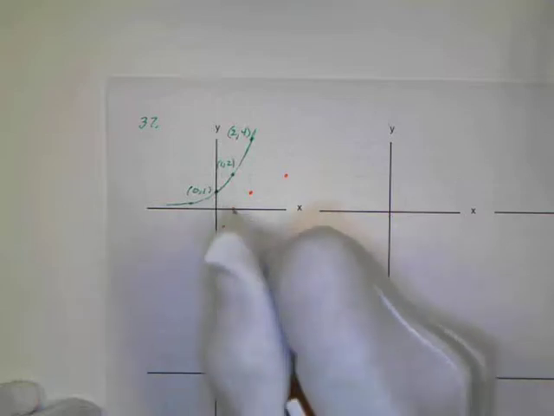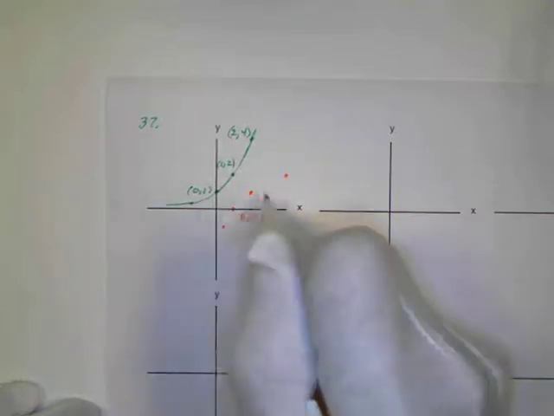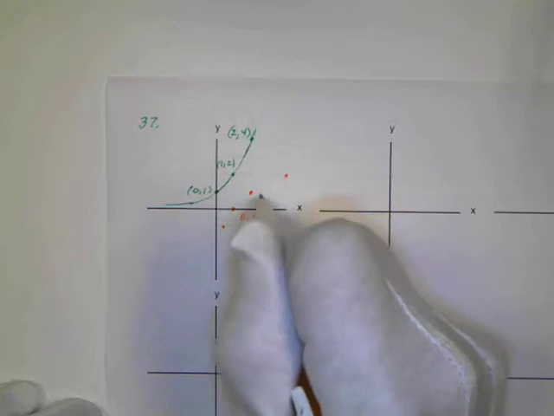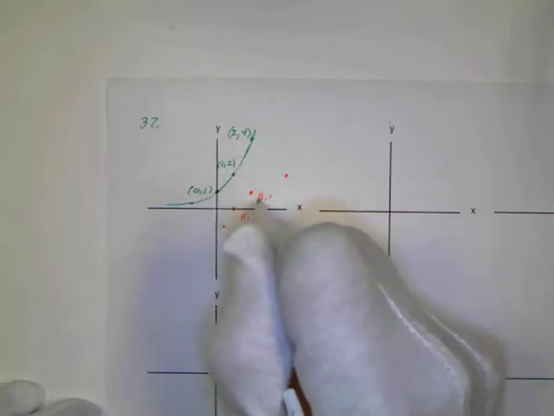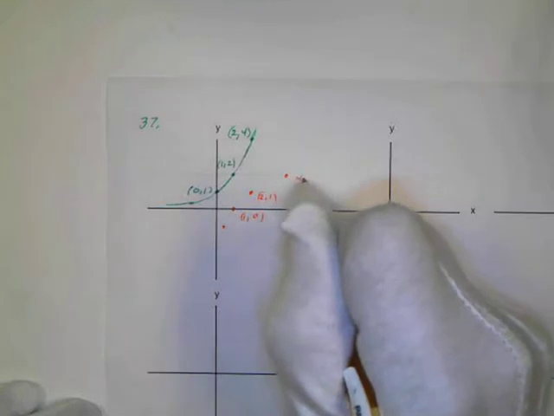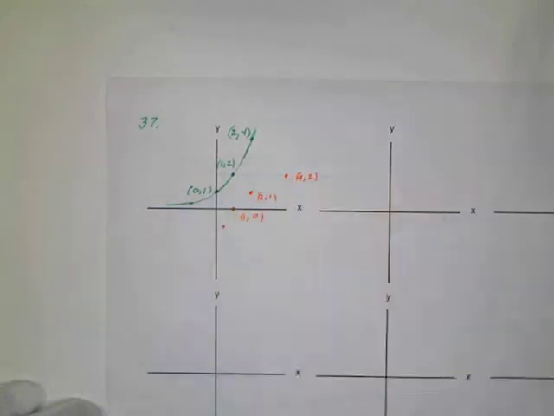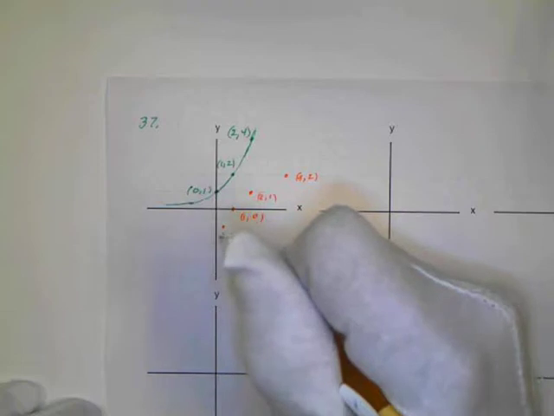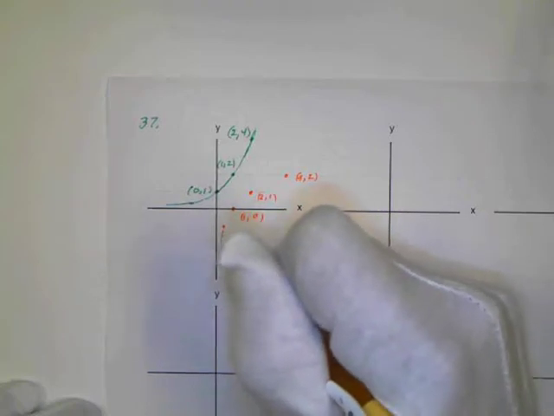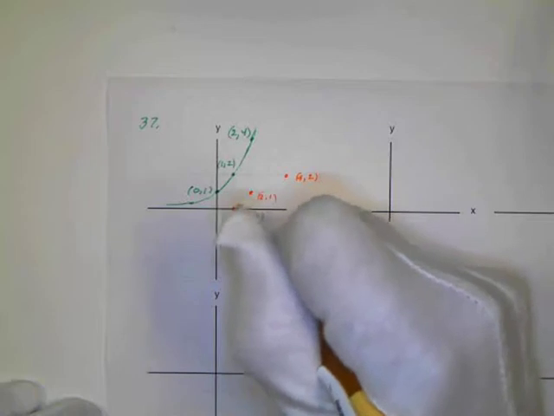Okay, so this is the point (1, 0). This is the point (2, 1). And this is the point (4, 2). So you see we just reverse the coordinates. And then you can sketch that, and it goes kind of along this way, and try to connect it with a nice smooth curve.